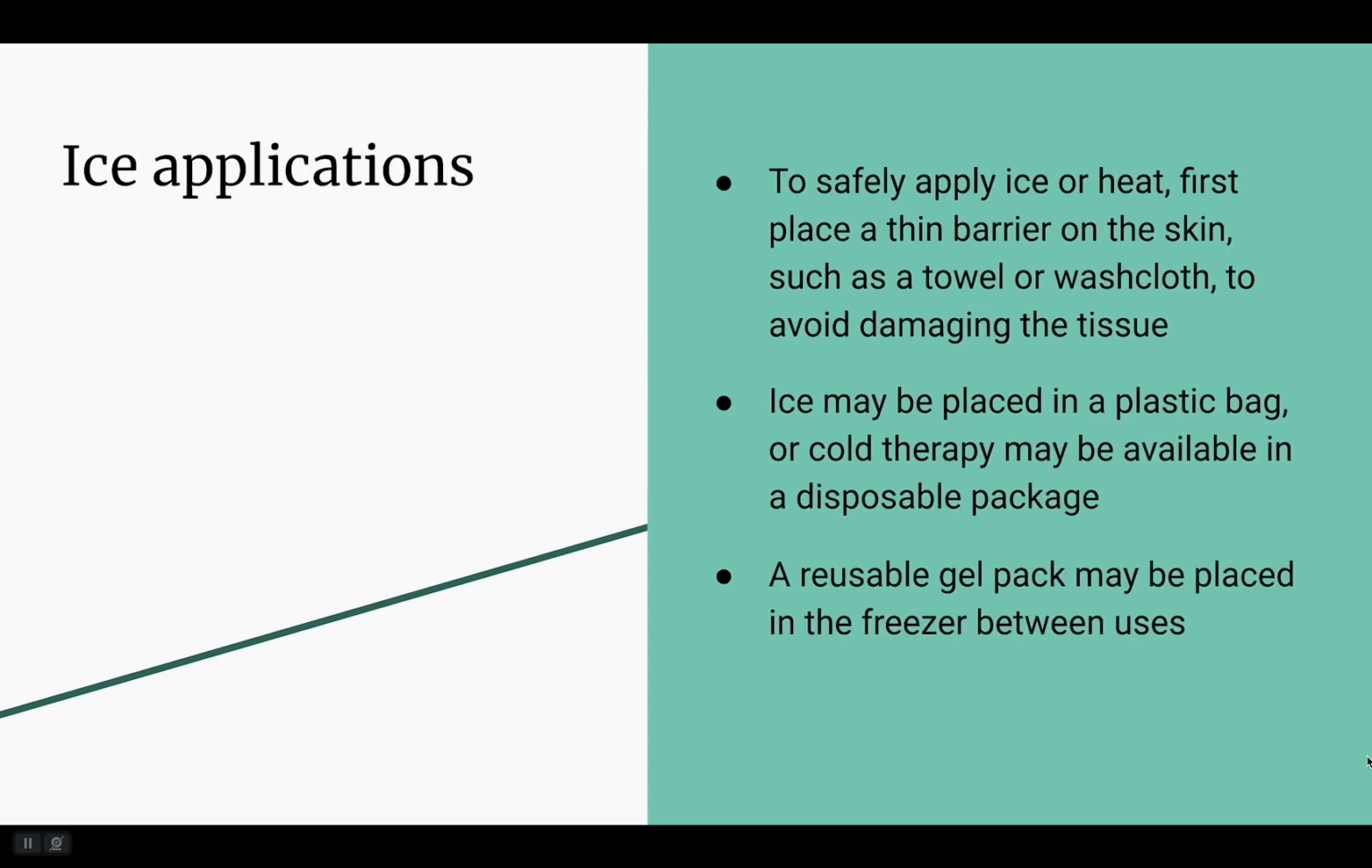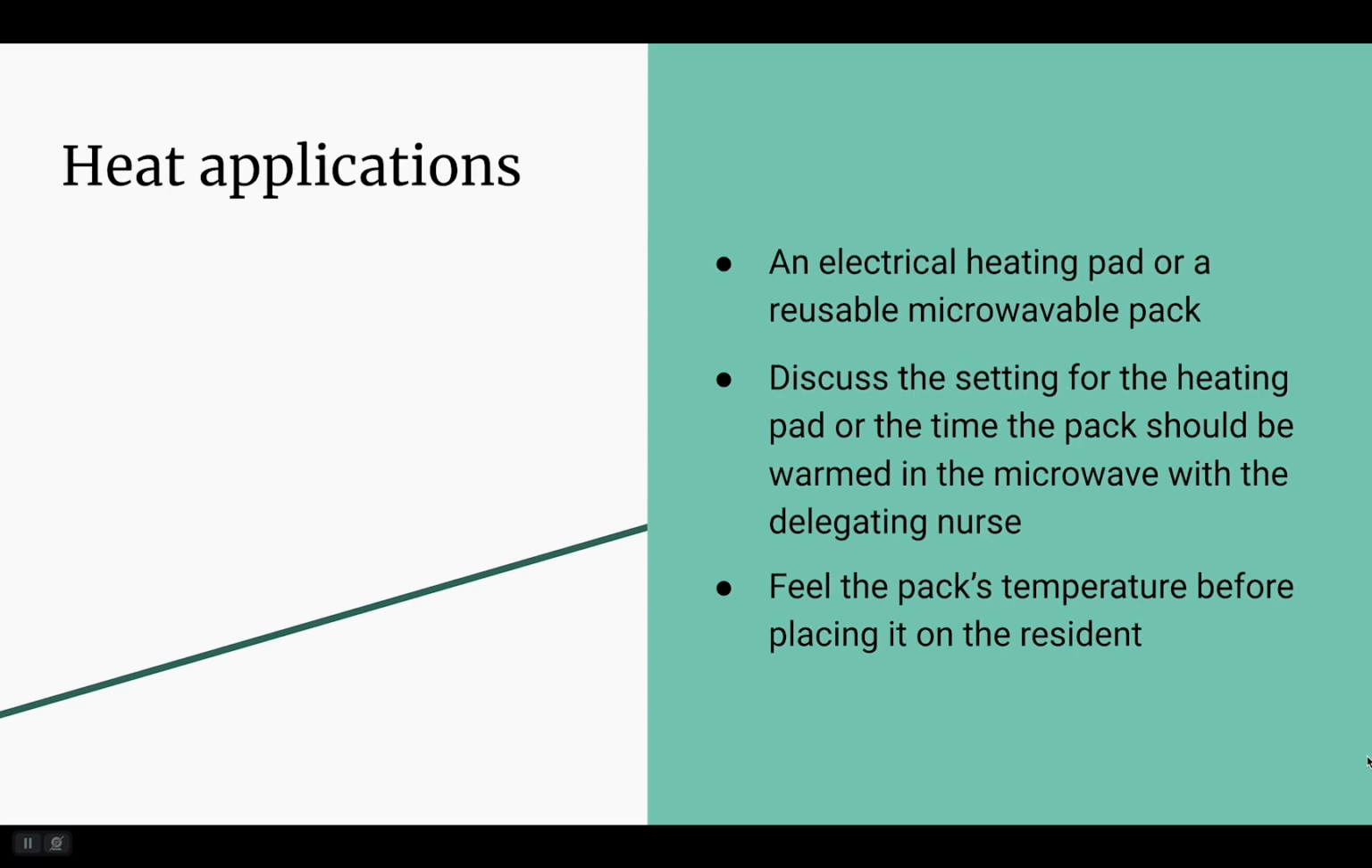Applying ice and heat can also be delegated from the registered nurse to the NA. To safely apply ice or heat, first place a thin barrier on the skin, such as a towel or washcloth, to avoid damaging the tissue. Ice may be placed in a plastic bag, or cold therapy may be available in a disposable package. In some situations, a reusable gel pack may be placed in the freezer between uses. Heat applications may include using an electrical heating pad or a reusable microwavable pack.